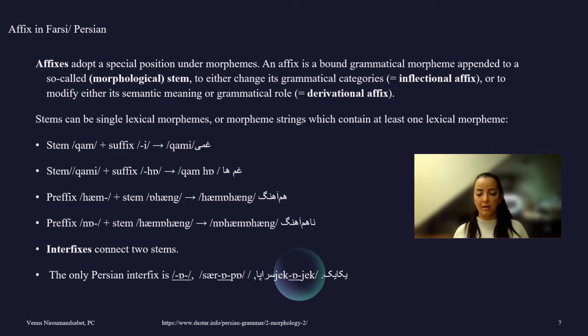So the prefix na, added to anything, makes it negative. So it's going to be the stem hamahang. Then nahamahang means they are not in balance. An interfix connects two stems, that we have just a in Farsi, sar or pa. Sar means head, pa means foot, and sarapa means toe to head. And then we have yekayek. Yek means one, and yek in order is be tartib. Yekayek, one by one.